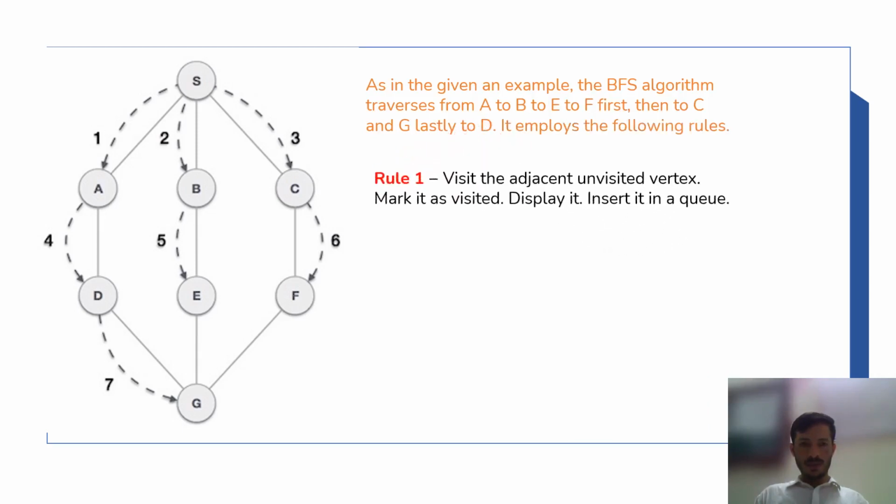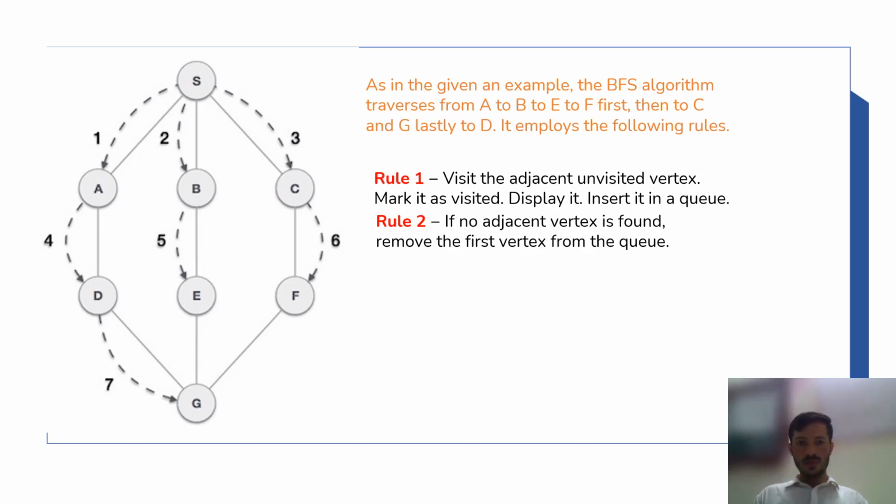Rule number 1. Visit the adjacent unvisited vertex, mark it as visited, display it, and insert it in a queue. The next rule is, if no adjacent vertex is found, remove the first vertex from the queue. And rule number 3, repeat rule number 1 and rule number 2 until the queue is empty.